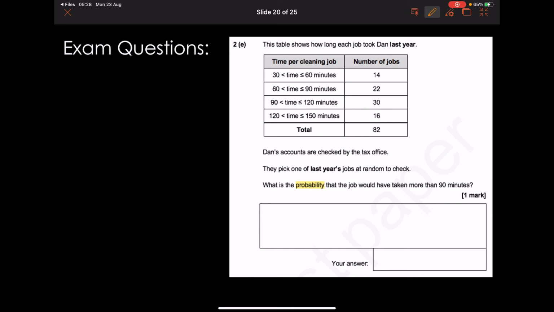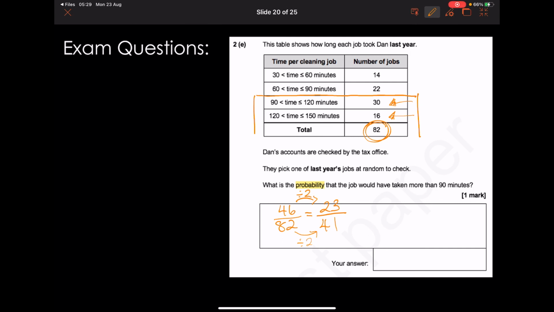Okay, so we can see here that 22 jobs took between 60 and 90 minutes. So then anything after that took more than 90 minutes. Okay, so we've got 30 jobs here and 16 jobs here. So that's 46 jobs took longer than 90 minutes out of a total of 82 jobs. Okay, we can actually cancel that down, giving us 23 over 41 because we've just divided by 2.